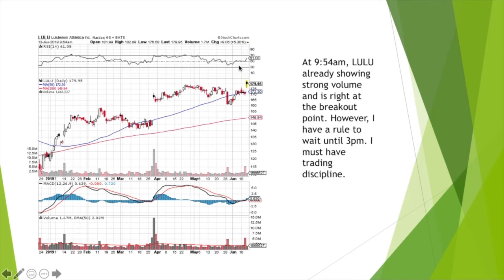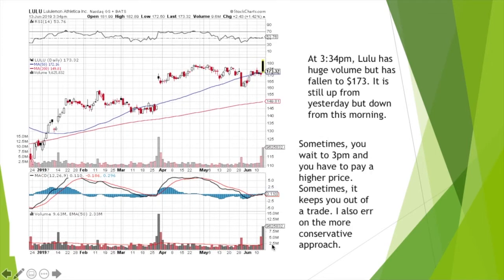What happened to me with Lulu is I set an alert for the 180 range, and I got my alert very early in the morning, and I saw the volume was coming in. I said, that's good, let me wait. And by 3:34 here, it's really falling down. Now it's below the breakout point of 180. So this is not a trade you're going to take. You're going to wait for it to get back above this 180 range.